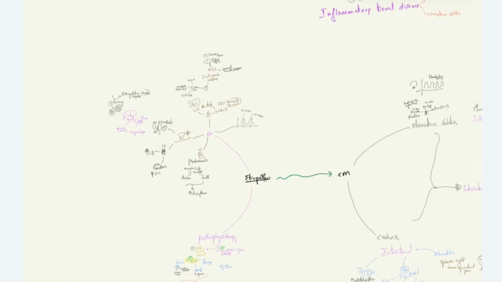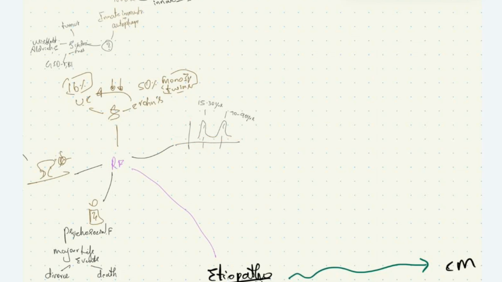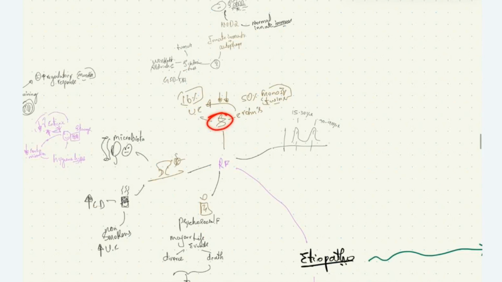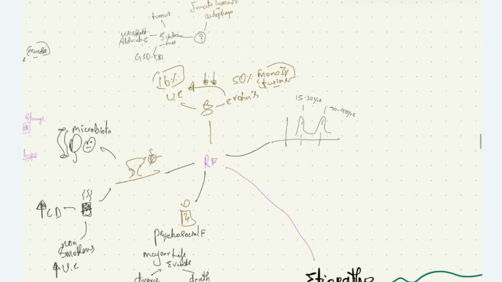What are the risk factors? For age, we see a bimodal distribution: one peak at 15 to 30 years of age and the other peak at 70 to 90 years of age. Genetic predisposition: the genetic factors are more pronounced in Crohn's, where we see 50% concordance in monozygotic twins, compared to ulcerative colitis, where there is 16% concordance in monozygotic twins.